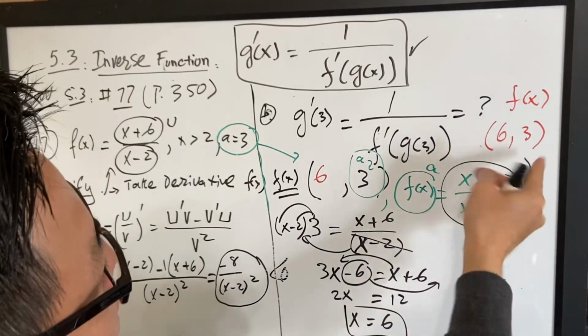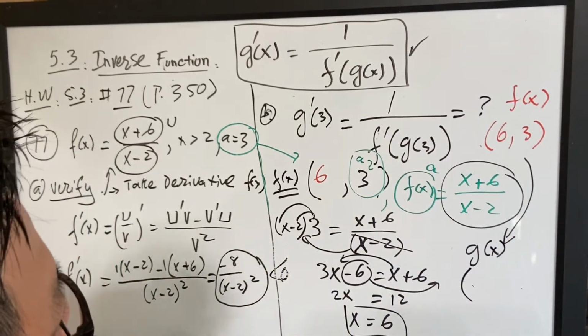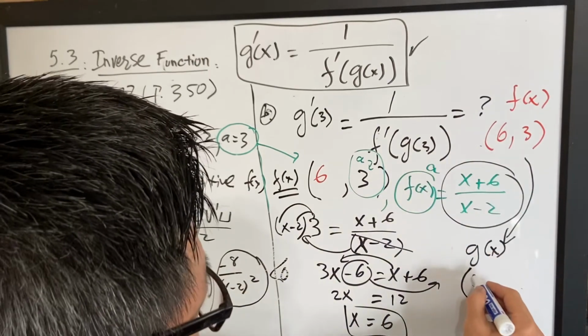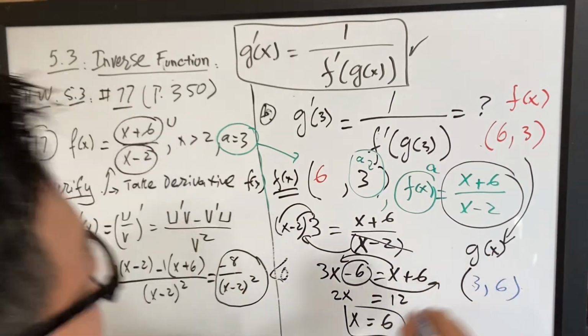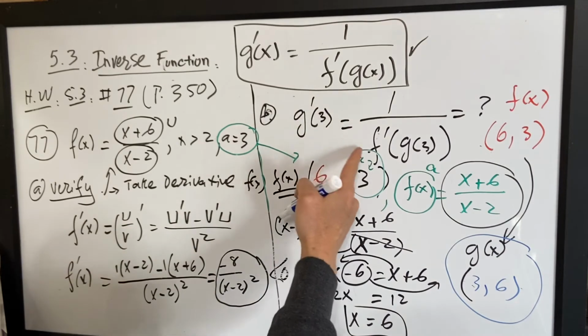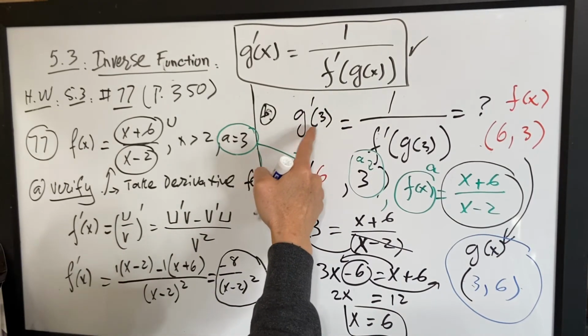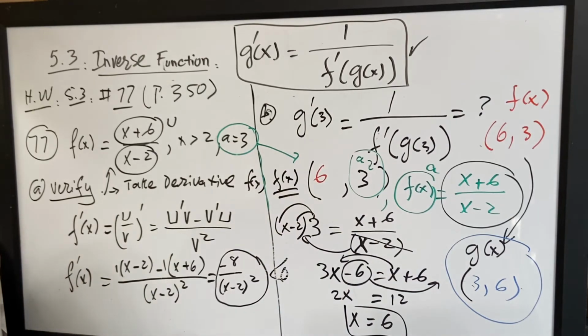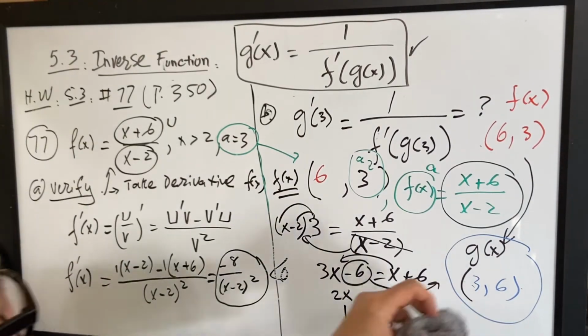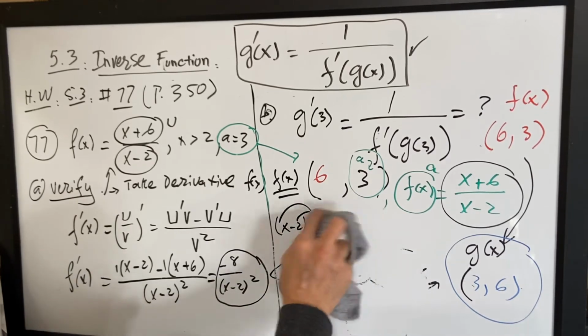Correct. You switch the output and the input together, you will have what? If 6, 3, then you get what? 3, 6. Perfect. You see it? That's why we've been working this one out, so that we can find the derivative of the inverse of g at 3. All right, now let's move into our solution for part B.